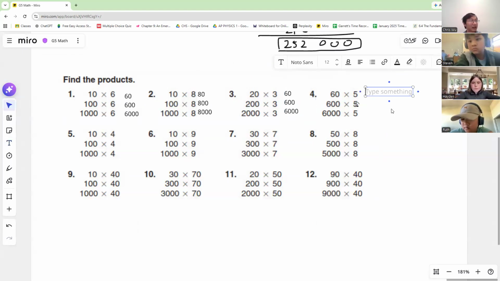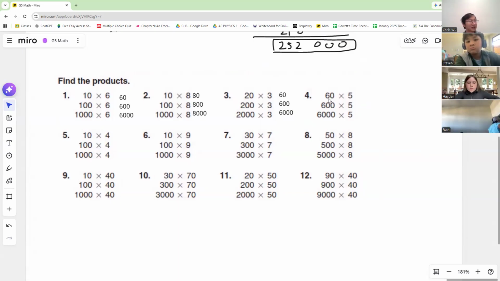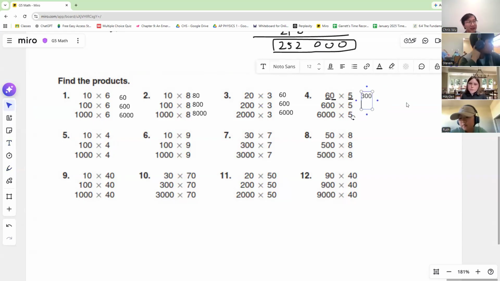All right. Hayden, number 4. 110. I don't think it's 100. 60 times 5. Let's think about 6 times 5 first, right? What's 6 times 5? 6 times 5 is 30. 30, and then we add a 0, right? So what do we get? 300. 300, good. Okay, and the next one? 3,000. 30,000, good. And then the next one will be 30,000, yeah. Okay, good. All right, cool.